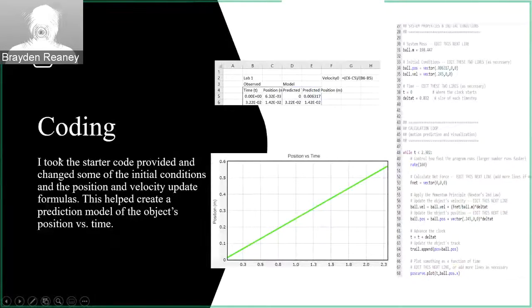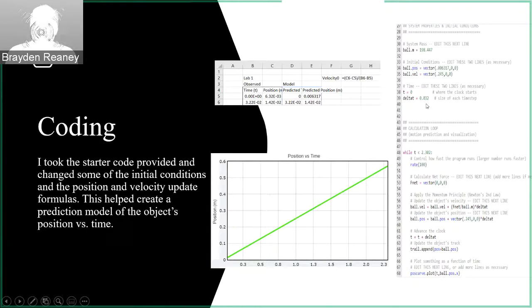The coding. I took some of the starter code provided and changed some of the initial positions. This helped create a prediction model of the object's position versus time, as shown here. I calculated the position vector from the initial position as recorded in Tracker, and for the velocity, I used this formula up here, where I chose the first two positions of the object, subtracted, found the difference, and divided that by the change in time of the first two objects, which led to 0.245, as shown here.